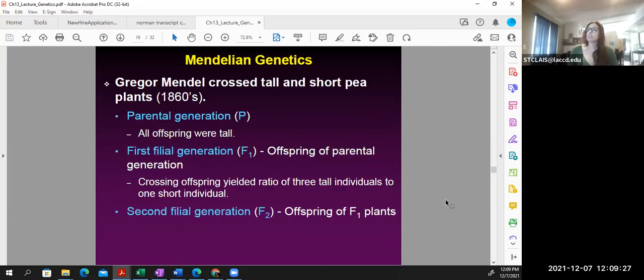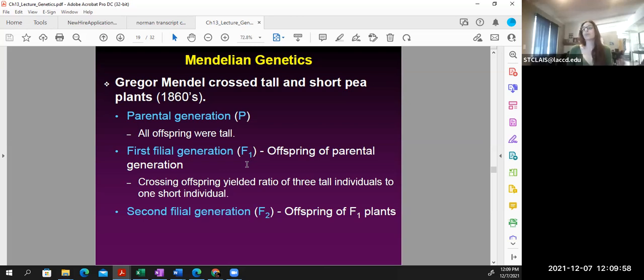Okay, so let's get into Mendel's peas here. During the 1860s, we're going to look at the first set of traits, which is the tall and short pea plant, or the plant height. Okay, when the parental generation was crossed together, the resulting generation was the F1. All of the resulting offspring were tall, and they were 100% identical to one another.